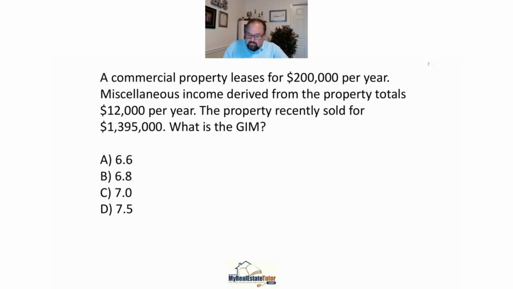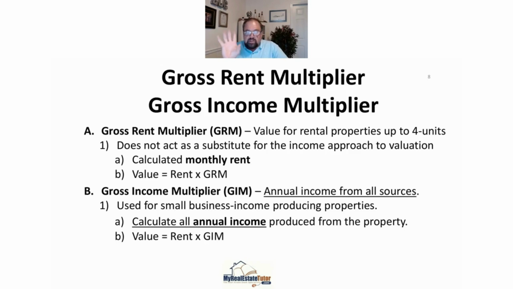Now remember, here's how this works. Let's do a quick review. Gross rent multiplier, gross income multiplier fall under, watch this, the valuation section in your text, okay? Appraisers will use a GRM and GIM. Remember, for up to 4 units, okay? Anything over 4 units is the income approach, all right?